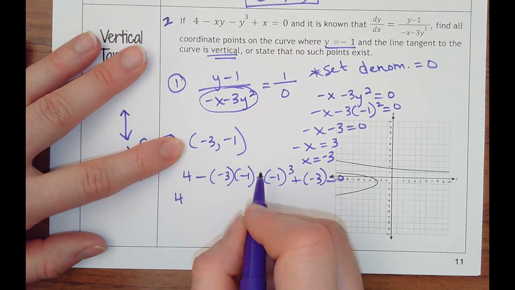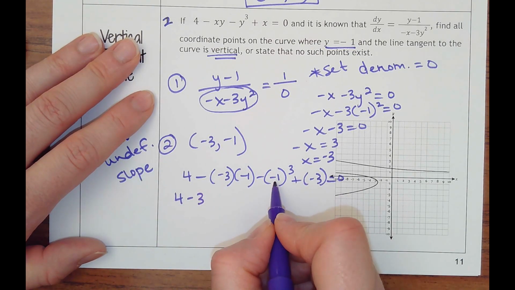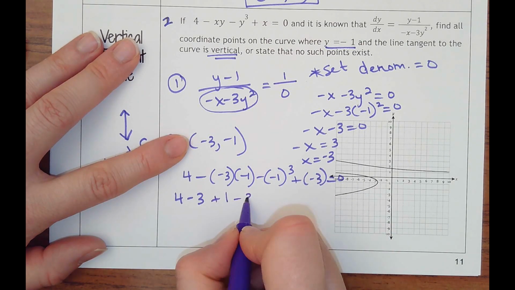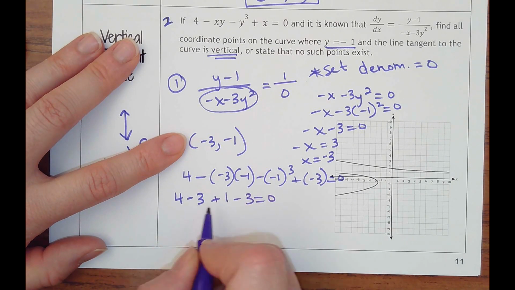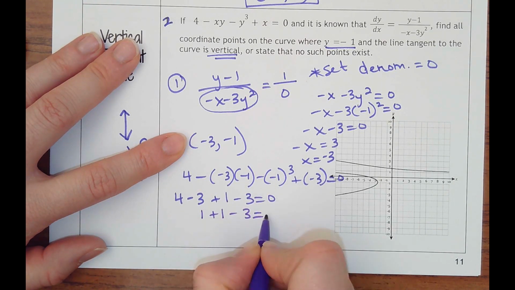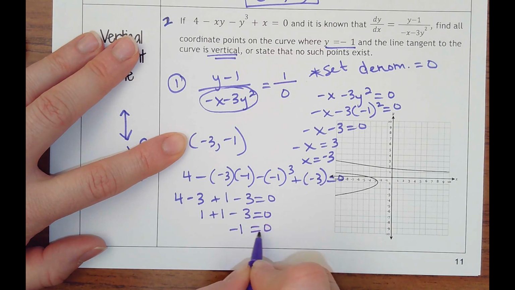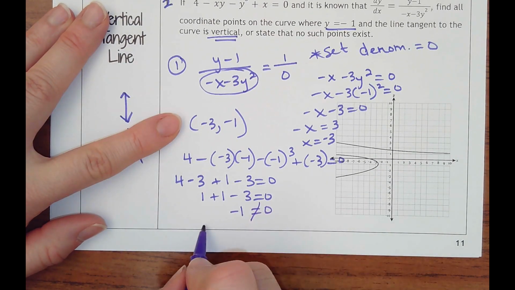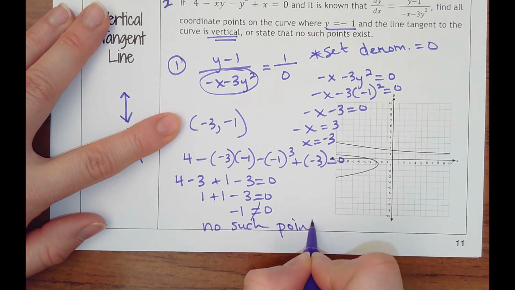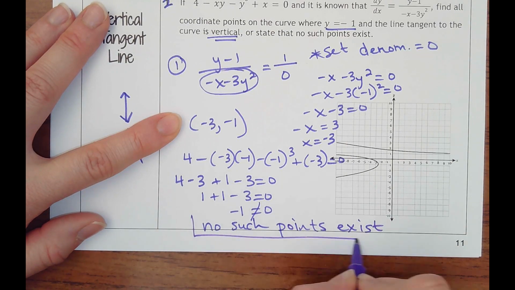Okay. That would be 3, but times a negative makes it a negative again. That would be a -1 times -1 is +1, minus 3. 4 minus 3 is 1, plus 1 is 2. 2 minus 3 is -1. -1 does not equal 0, so no such points exist. And that'll just be a choice on your drop-down menu.